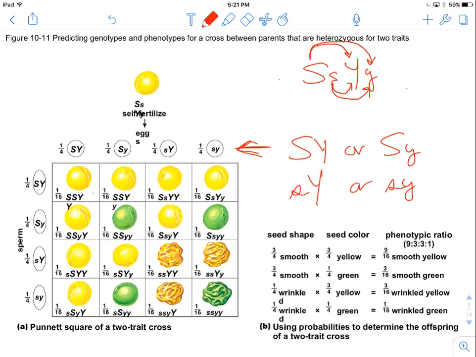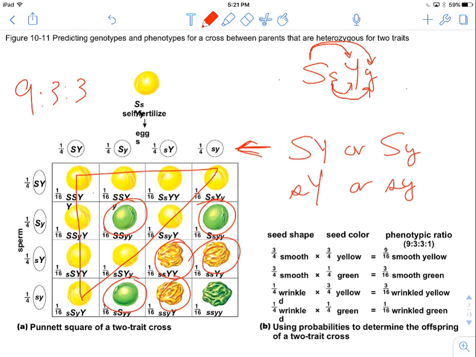Once you put them in a Punnett square, put everybody together, you get your 9 of the double dominant. You get 3 with one dominant and one recessive. You get another 3, one, two, three, with the other dominant and the other recessive, and you get 1 with the double recessive.